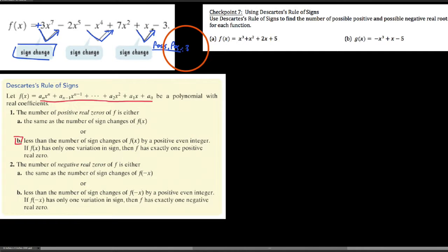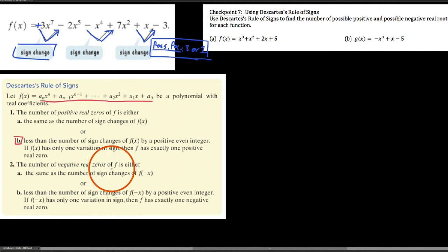So what we mean here is this. If we say 3 is a possibility, we have to count down by 2's from here. So basically 3 minus 2 would be 1. So I'm going to write this here as a matter of fact. Instead of 3 comma 1, I'm going to write 3 or 1. Those are the possible numbers of positive zeros that this function could have.